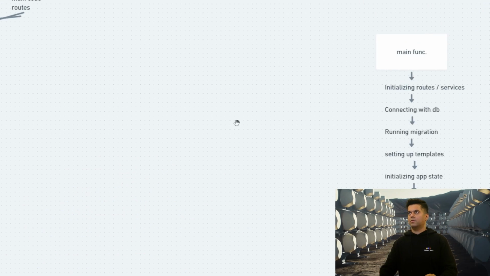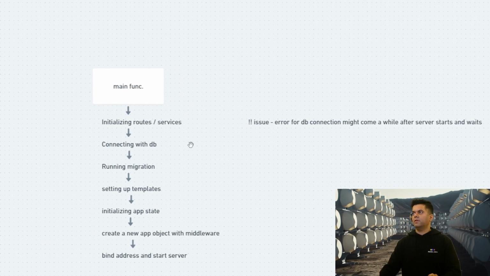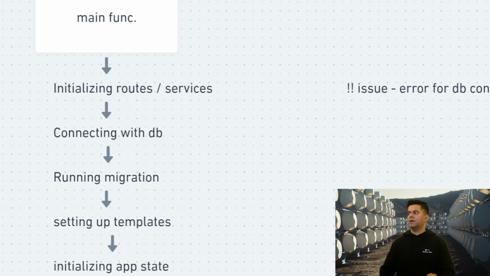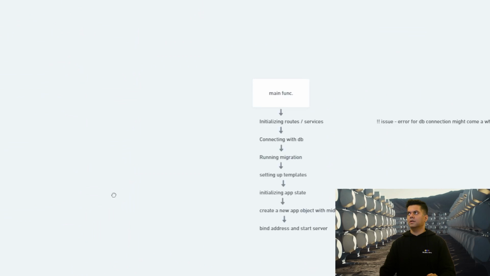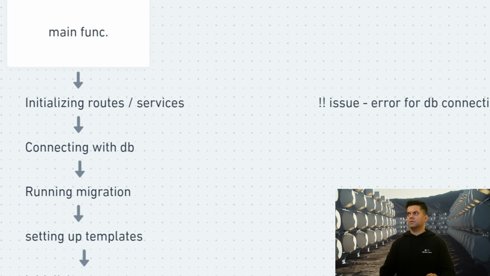So that's why we have context. And then we have our main function. So we'll have multiple functions. Each of these services will be a separate function, but what we're starting with is the main function. That's what we're starting with.